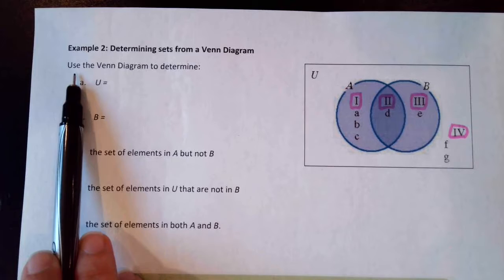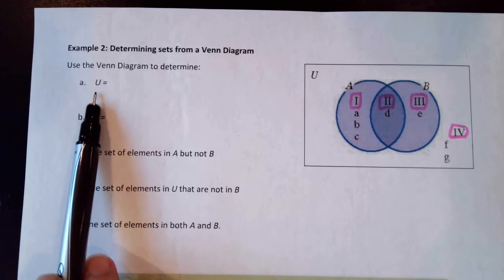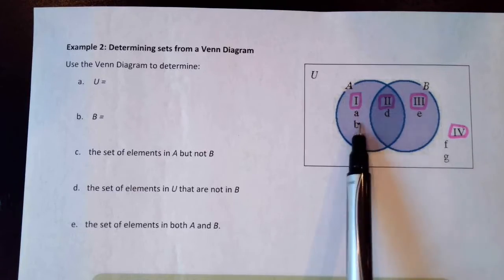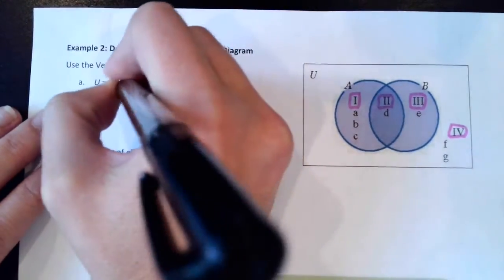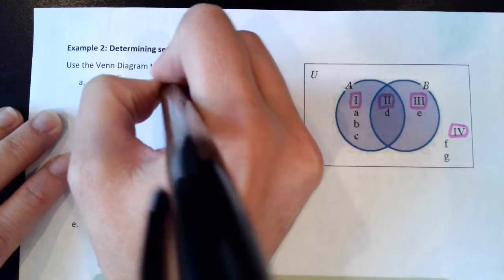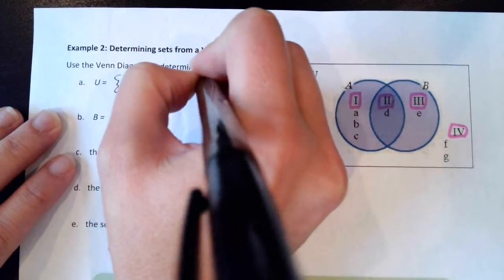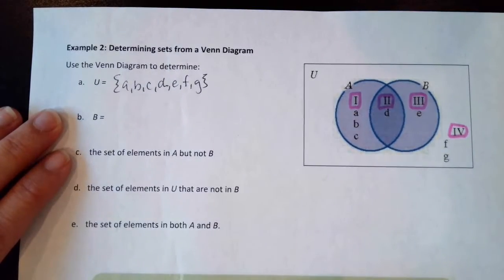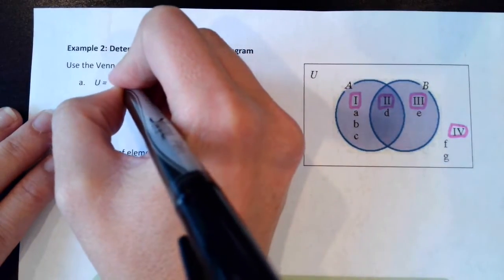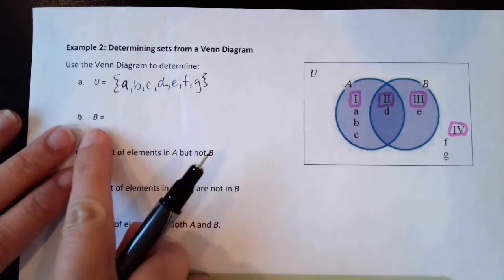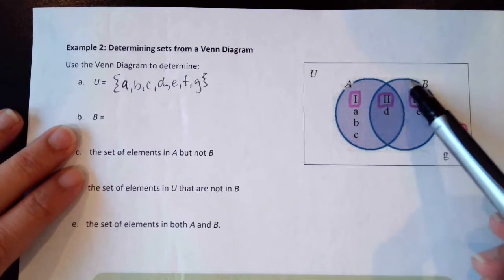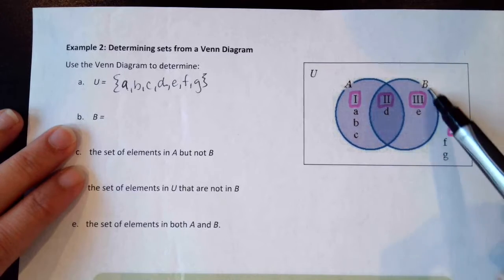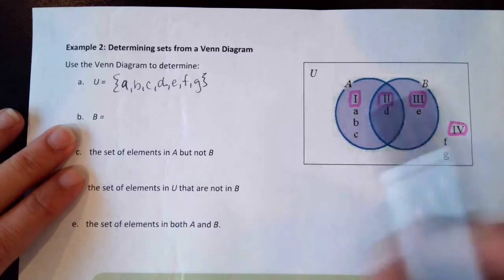So let's use this Venn diagram to determine who is in the universal set. So remember, that means everybody in the entire rectangle. So it's A, B, C, D, E, F, and G. So we're going to open with a curly bracket. A, B, C, D, E, F, G. The order doesn't matter, but I usually will write letters in alphabetical order because I'm pretty boring. Okay, set B. So here's my set B right here is this circle. That means I need to name every single thing that's inside this circle. So that would be D and E.